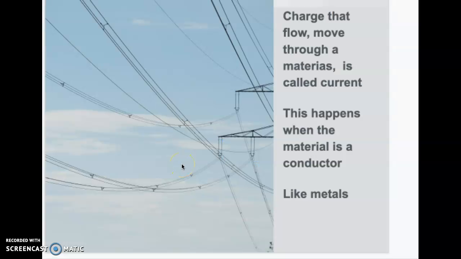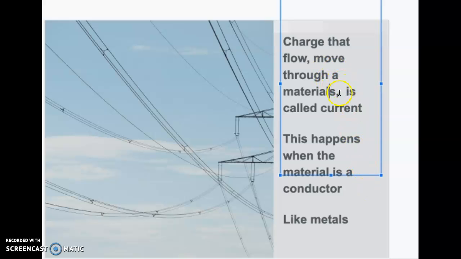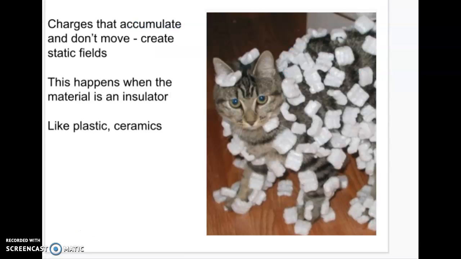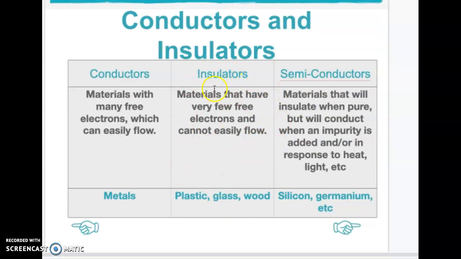So just to sum up, charge is something that can flow. It can move through a material. But when it's moving through a material, we'll call that electric current. And it can stay still. And when it stays still and accumulates, that's what we call static electricity. We call that a charge that doesn't move. So remember, insulators will be associated with static electricity, and conductors, which we're going on to in the next section, 5.2, are materials that do flow.